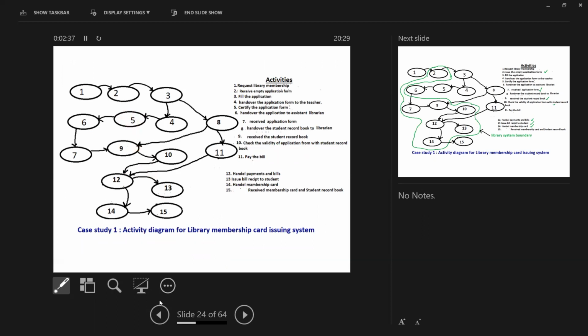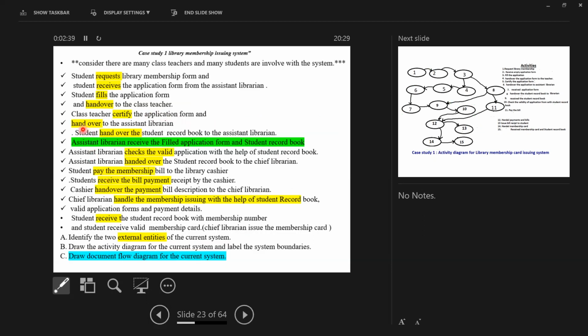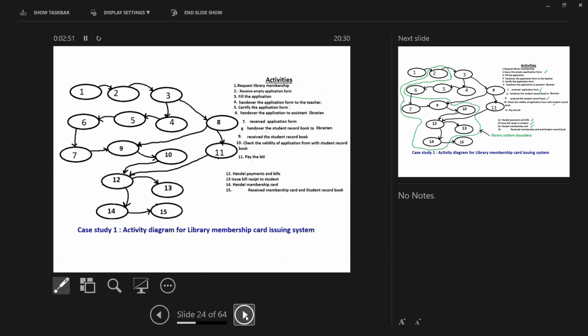Then next one, hand over to the assistant librarian. After the teacher certifies, hand over to the assistant librarian. The teacher is sending the application form to the assistant librarian. That means hand over the application to the assistant librarian. Number 6. Okay.